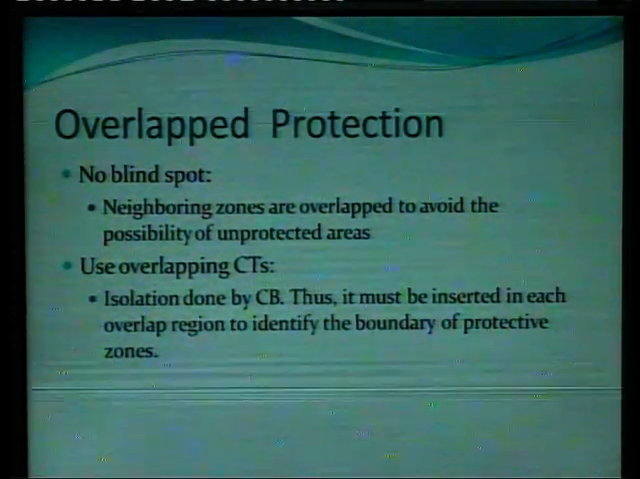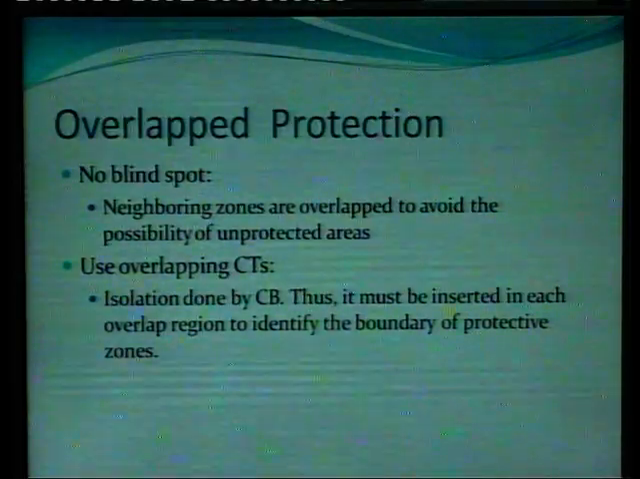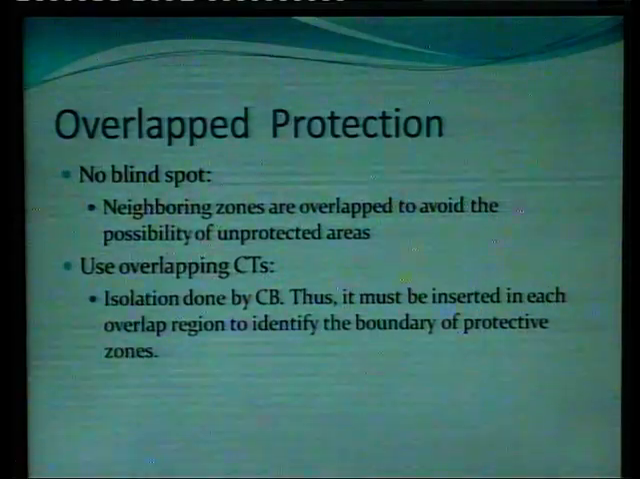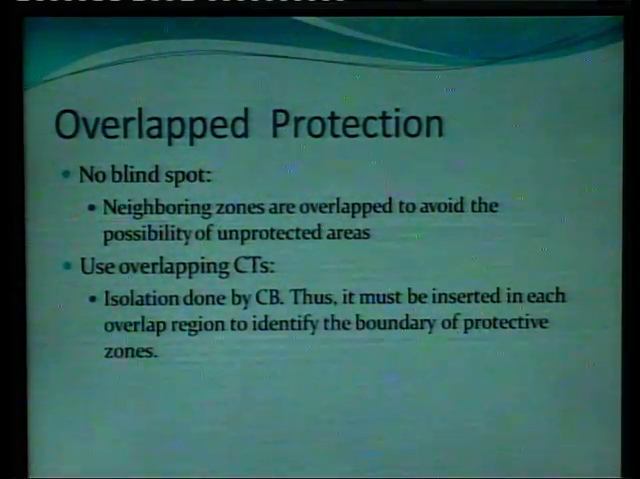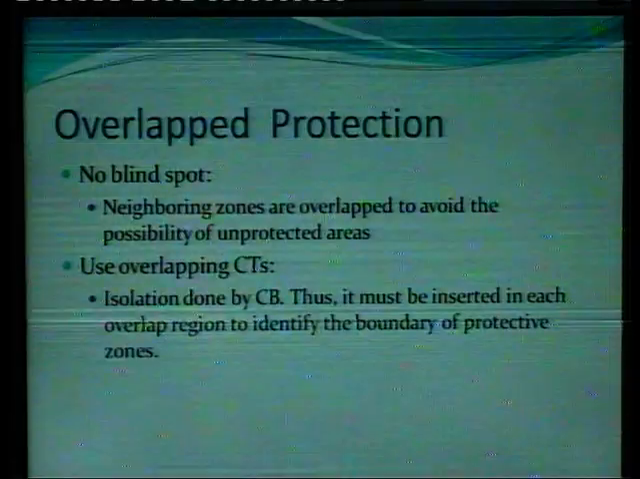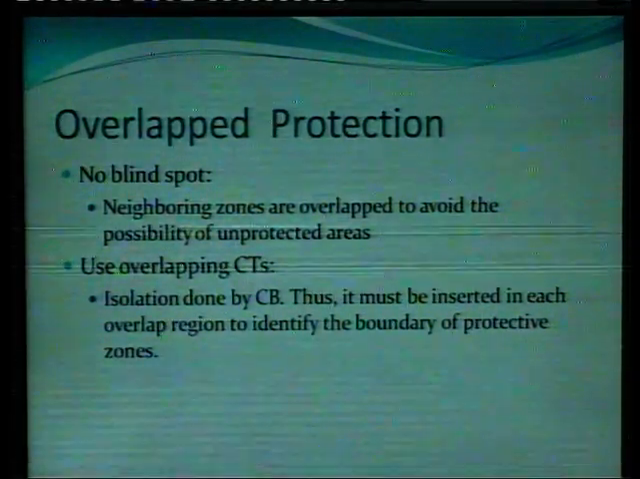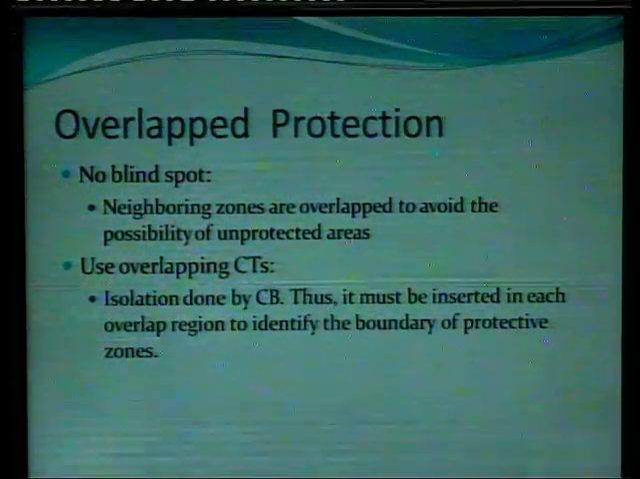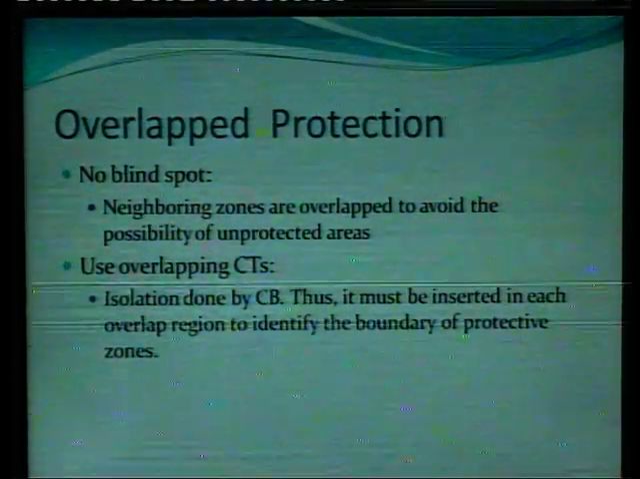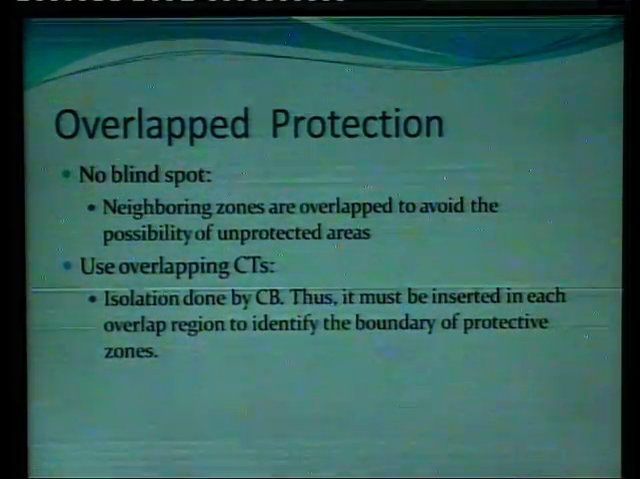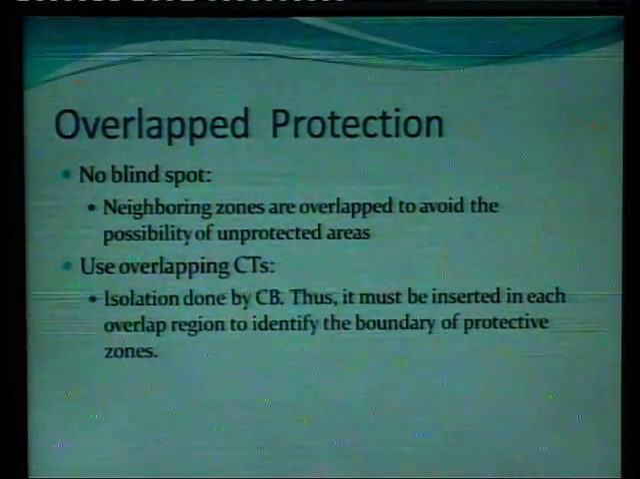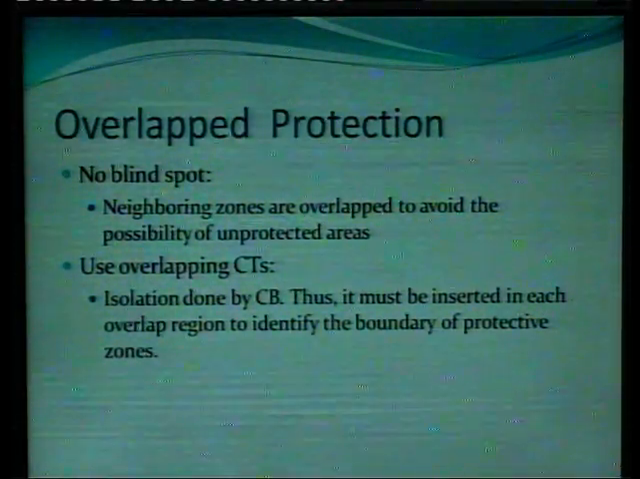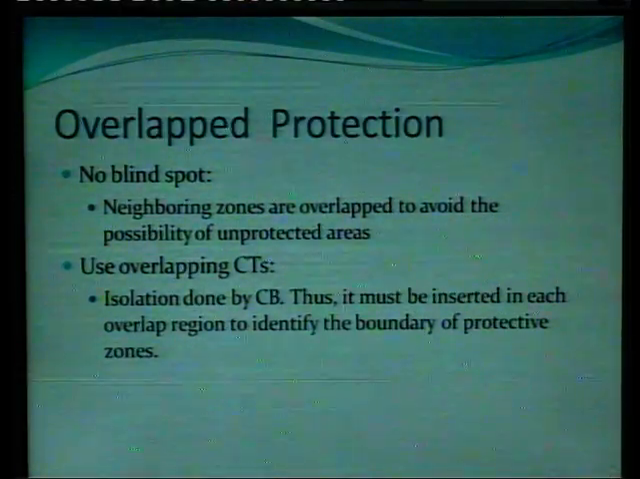Now under the overlap protection, the first is there is no blind spot, that is, neighboring zones are overlapped to avoid the possibility of an unprotected area. Means no area should be left uncovered where there is no protection. The second is to use overlapping CTs. Isolation is done by the circuit breaker, so it must be inserted in such overlap region to identify the boundary of the protective zones.